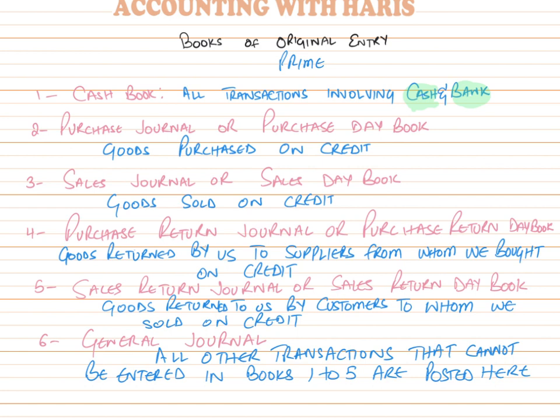Similarly, if we sold an old asset on credit, for example, we sold a car on credit to someone, then this would also come in the journal. For example, the owner invested his personal motor car into the business. Does this transaction involve cash or bank? No, this won't be recorded in the cash book. Does this transaction involve goods? No, it does not involve goods. So this would be recorded in the journal.